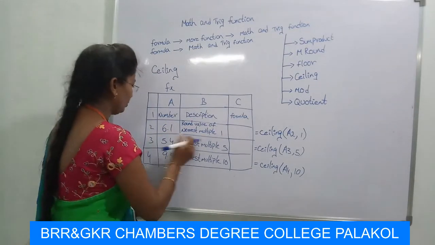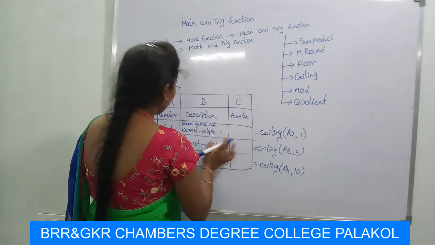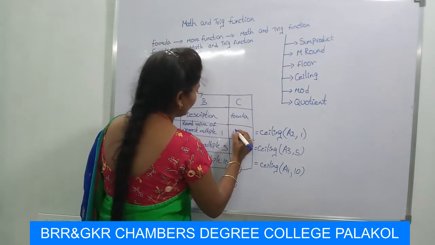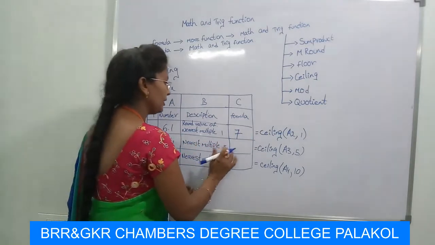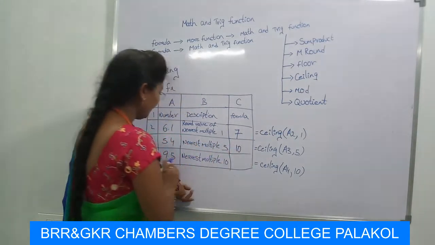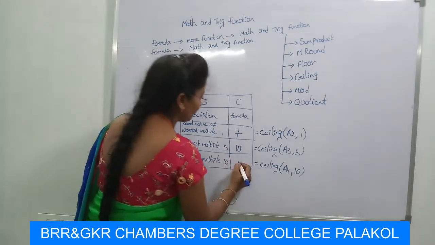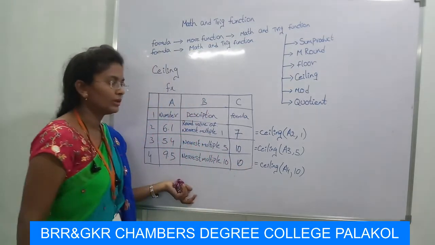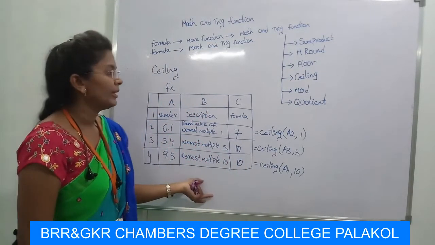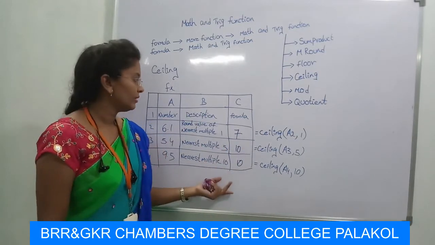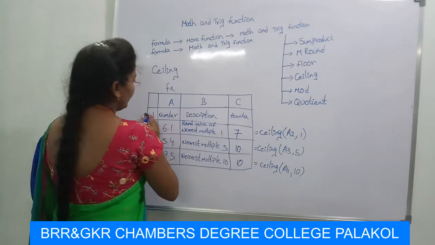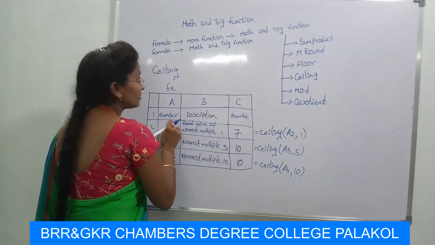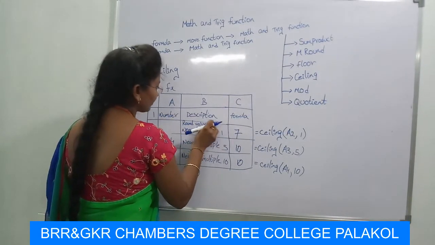The nearest value for 6.1 is 7, for 5.4 with multiple of 5 is 10, and for 9.5 with multiple of 10 is 10. These are the answers that appeared in the Excel sheet. This is the CEILING function in math and trig functions. And the next one is MODE. Here I am just erasing the data.